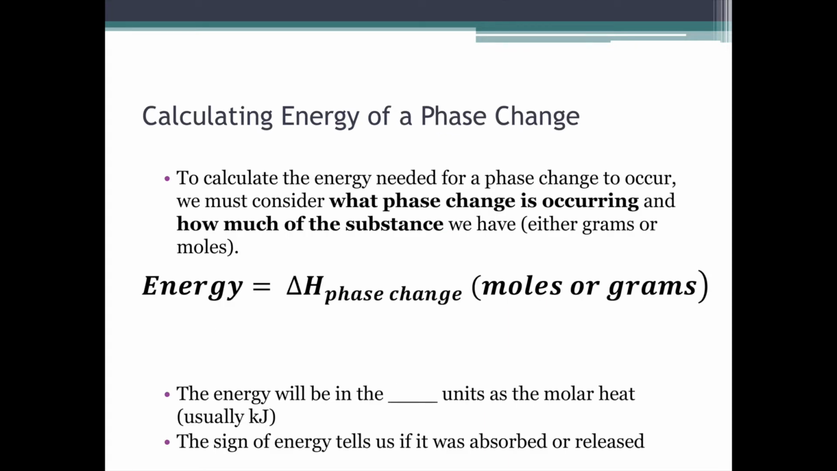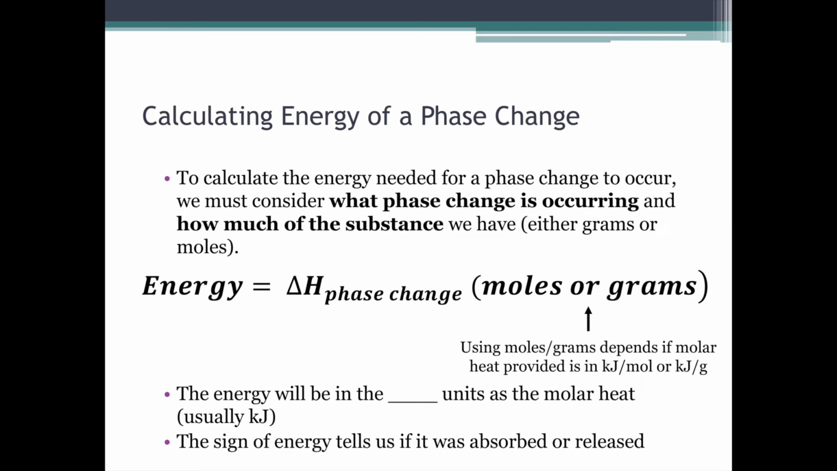So calculating the energy of these phase changes. To calculate that energy, we have to consider 2 things: what phase change is occurring and how much of the substance we have, either grams or moles. Now there's a general equation we can use here. The energy is equal to the molar heat of whatever phase change we're dealing with times the amount of moles or grams.